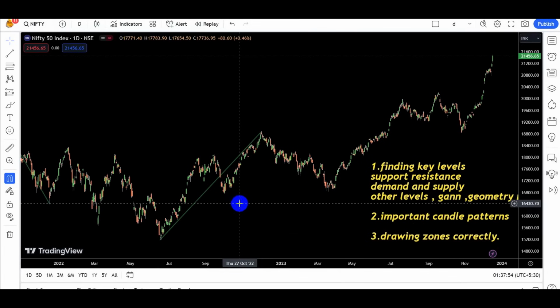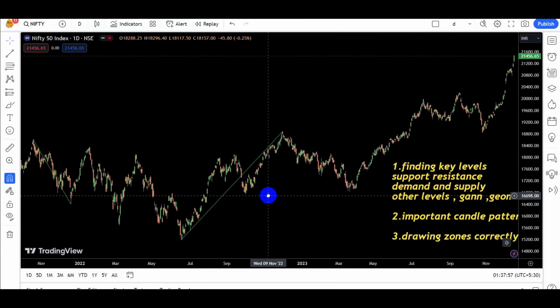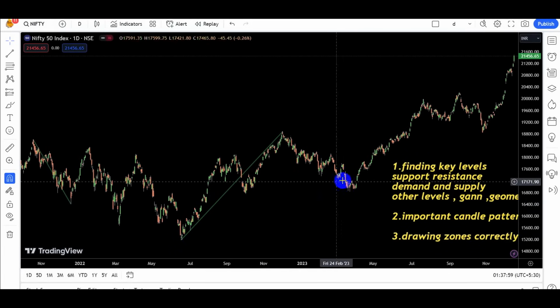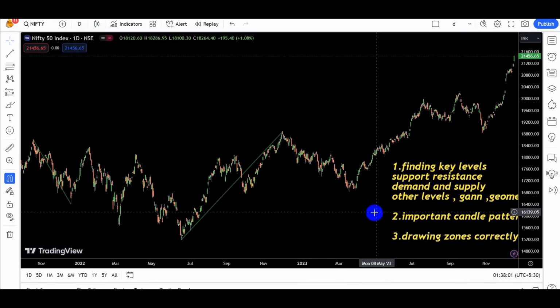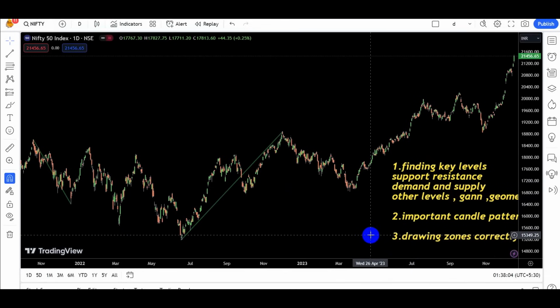The things I have shown you are very important. I will tell you some important things here. See, these are the characteristics. Next, I will show you the candlestick pattern. Drawing zones, we will move on to that next.